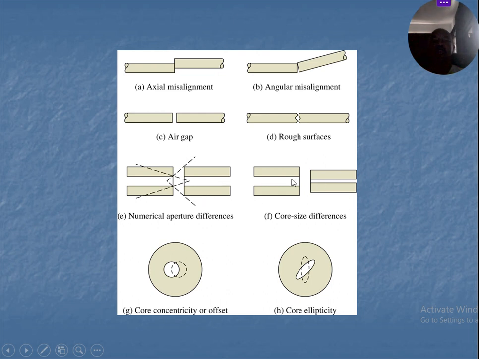Okay, then this one is core size difference. The core size here is very small compared to this one. This one is bigger. There's a core size mismatch here. Then here we have the core concentricity offset. The cores are offset; they are not put together exactly in a concentric manner. Here we have the core ellipticity. There is an elliptical misalignment of the core of these two optical fibers. So all these types of misalignment cause loss in the fiber cable.